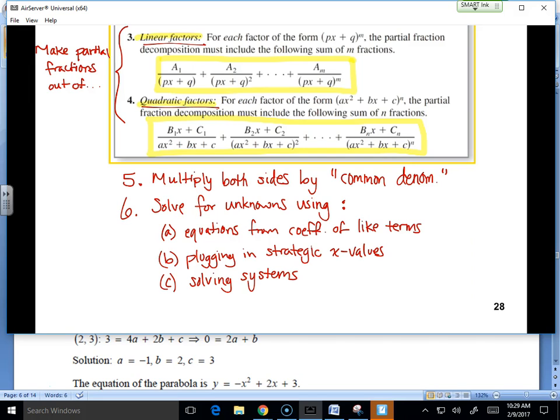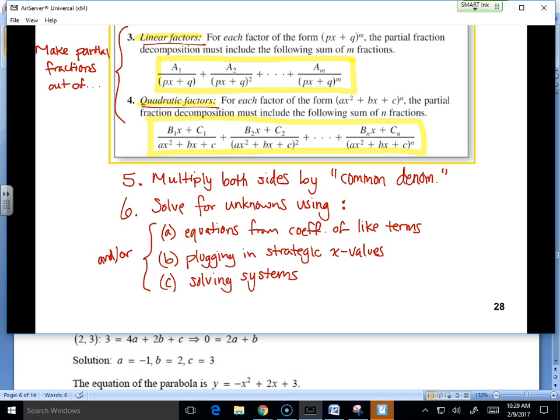You're going to solve for the unknowns, at which point you're basically done. You just have to rewrite the partial fractions from using any of these. I'm just going to put a little quick and or to say maybe you'll use A and B and C, maybe A and B, maybe B and C, maybe A and C. You don't necessarily have to follow some magical order with A, B, and C. It's just those are the tools with which you can use to solve.